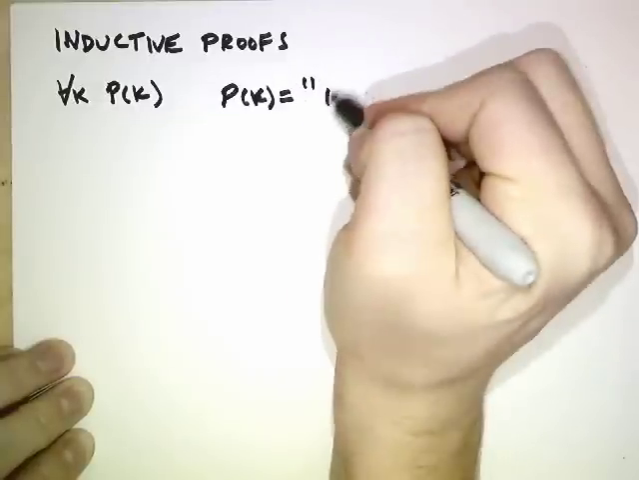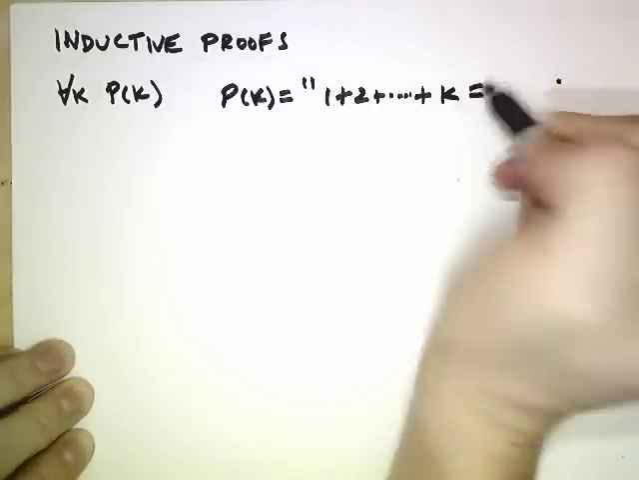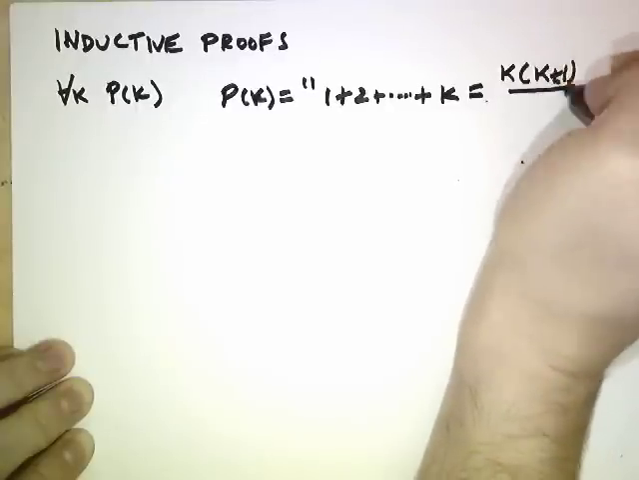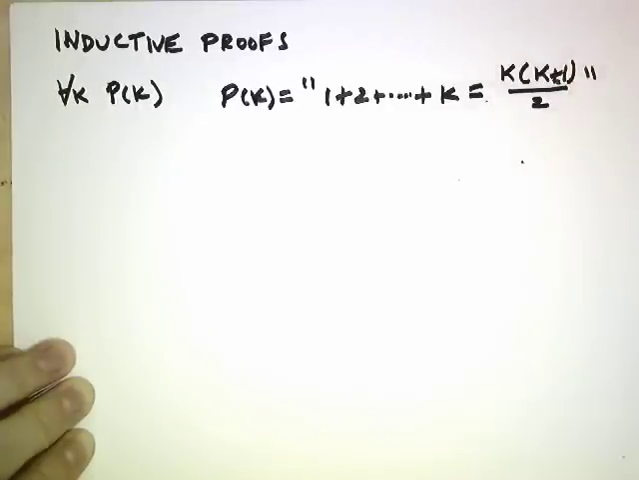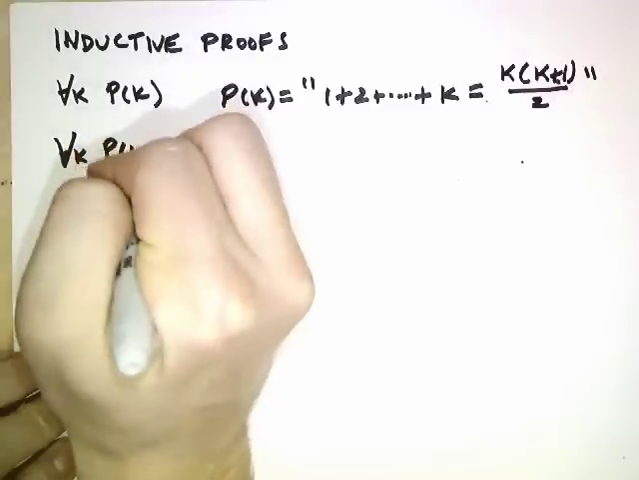And the classic example is P of k is the statement 1 plus 2 plus ... plus k is equal to k times k plus 1 over 2. So we'd like to prove for all k, P of k is true.